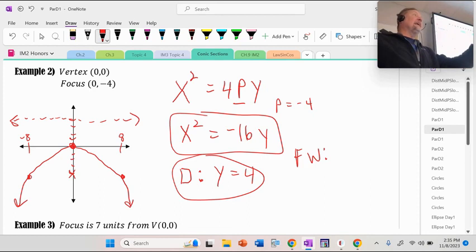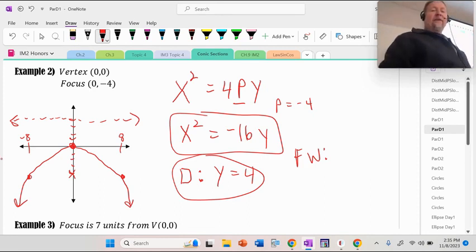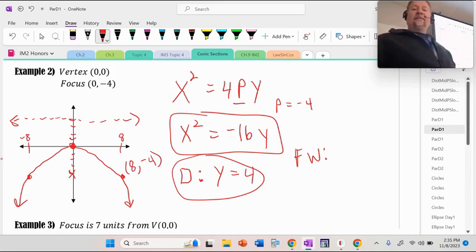Input, output. Guess what this coordinate is right here? Don't guess, it is 8, -4. I throw this in this equation, watch what happens. 8 squared equals negative 16 times negative 4. True or false?